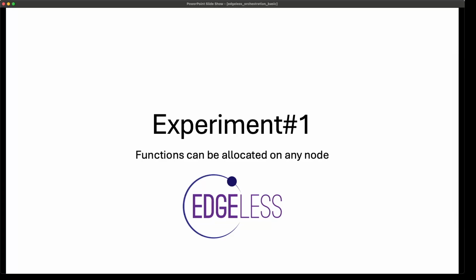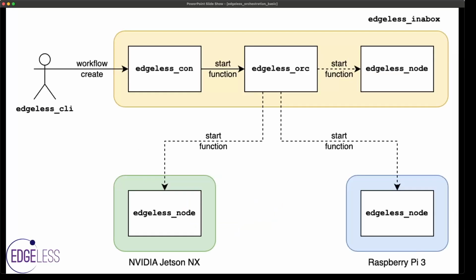In this experiment, we will run workflows consisting of a single function, and those functions can be allocated on any of the nodes in the deployment. And we have a small deployment consisting of 3 edgeless nodes.